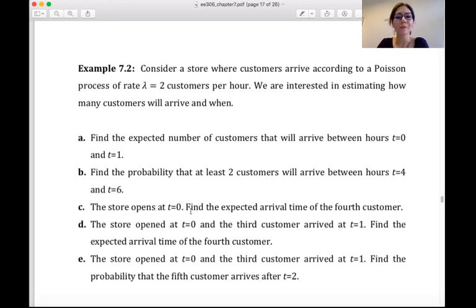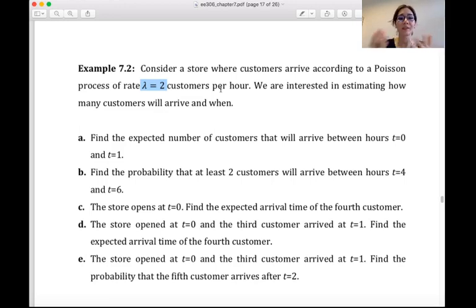So this is just about modeling the number of people visiting a store. Consider a store where customers arrive according to a Poisson process of rate lambda equals 2 customers per hour. This lambda is the rate of the process. So when lambda is given as 2 customers per hour, I know that I'm expecting 2 people arriving at my store per hour on average.